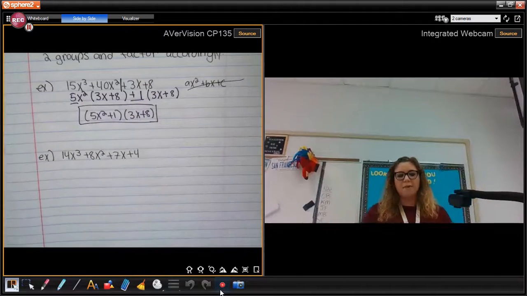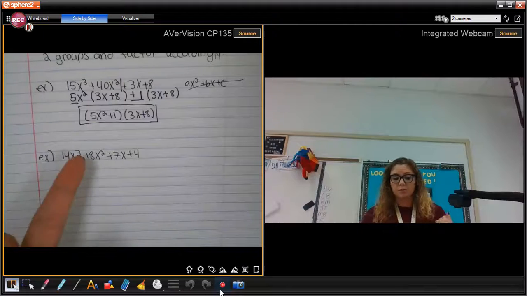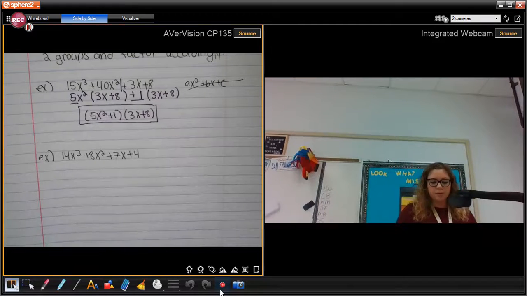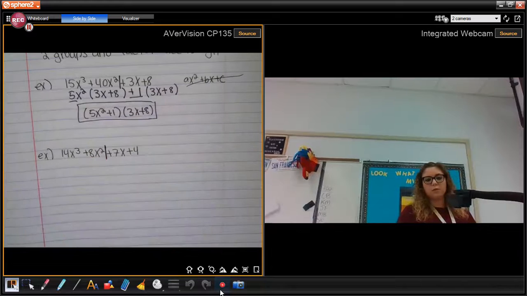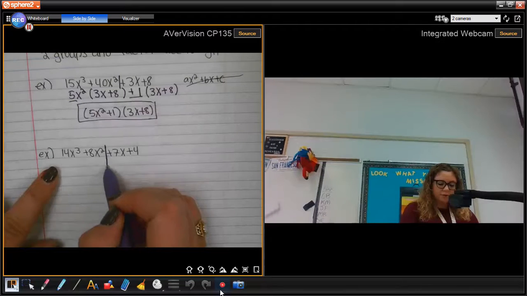Okay, again, can I factor out a GCF? No. Is it in this form? No, because this is x to the cube. Okay? So the only thing left for me to do is to factor it by grouping. Okay? So I'm going to split it down the middle. And I'm going to factor out the GCF of each side. Okay? So let's look at this side first.